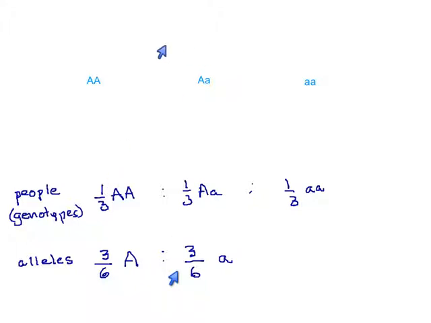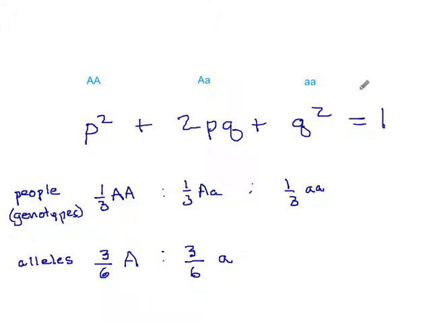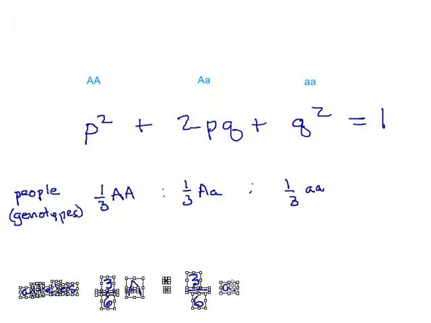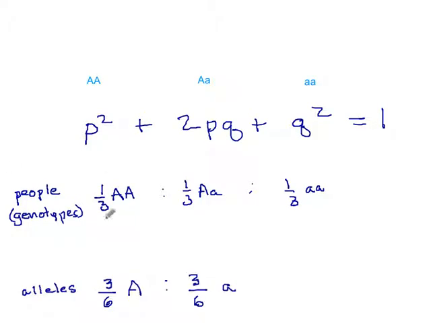Okay, so how do we use this? The big and famous Hardy-Weinberg formula is p squared plus 2pq plus q squared equals 1. And the less famous Hardy-Weinberg formula, still very important, is p plus q equals 1.